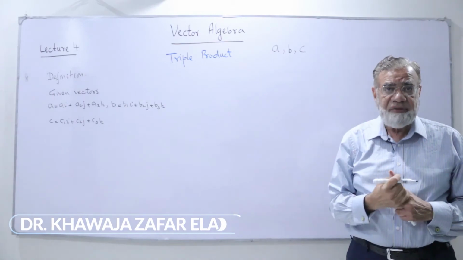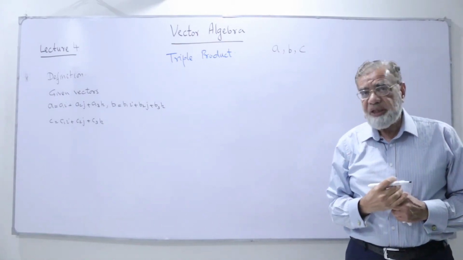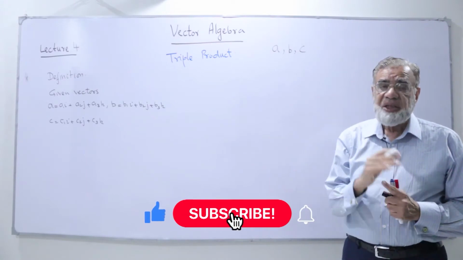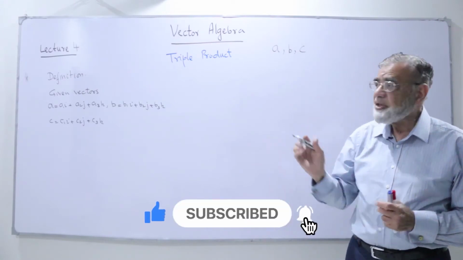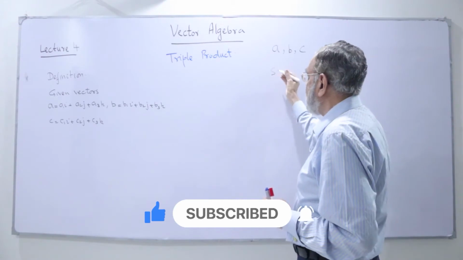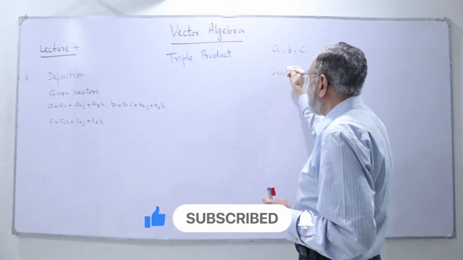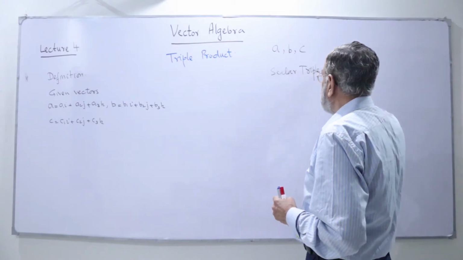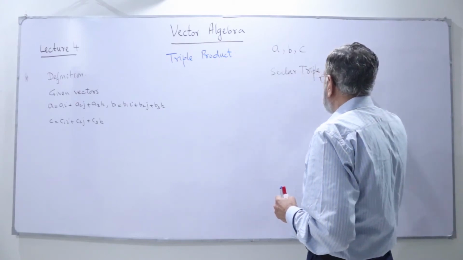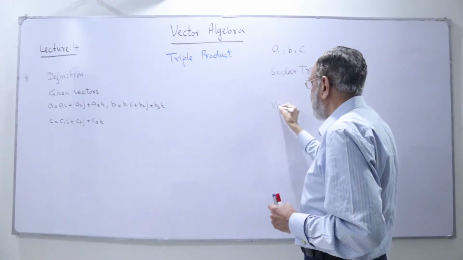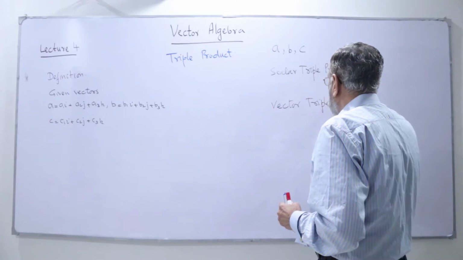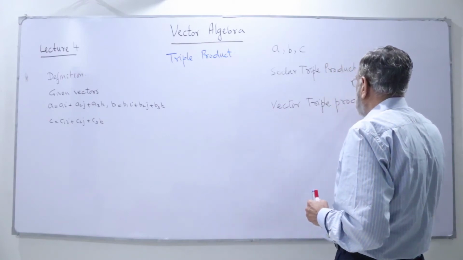Now again, as we have two vectors, we define the scalar product and the vector product. Similarly, in this case, we have the scalar triple product, where the result of the product will be a scalar, and we have the vector triple product, where the result will be a vector.